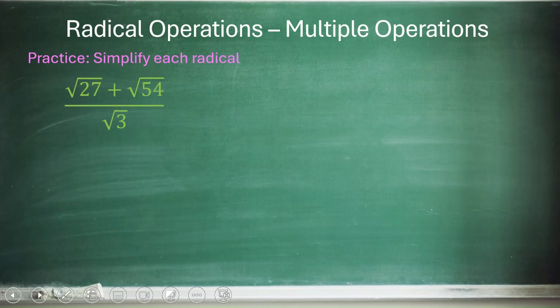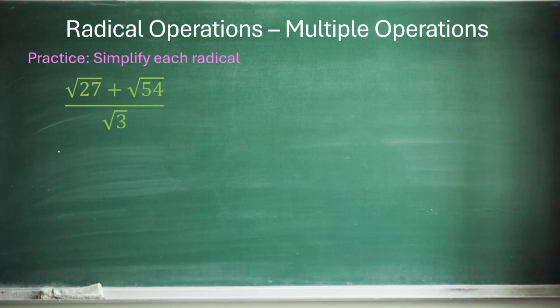You could simplify the numerator first by simplifying each radical. Or you could do what I am going to do, which is divide each of the terms in the numerator by root 3. The wrong way to do this would be to only divide one of the radicals by root 3 in the numerator. Because root 3 is under both, you have to divide by both. Now, the reason I'm doing this is because I know that 27 is divisible by 3, as is 54.